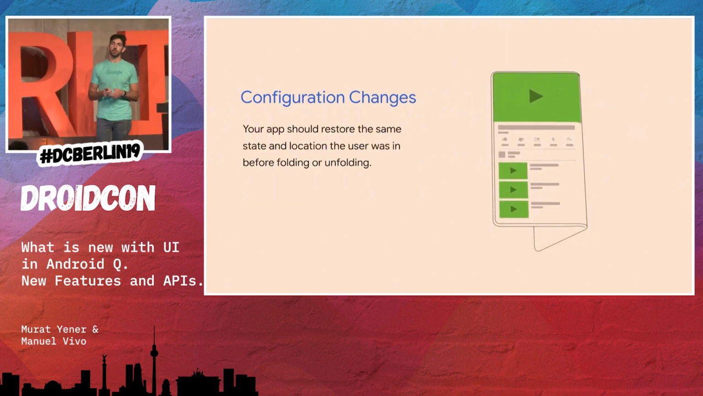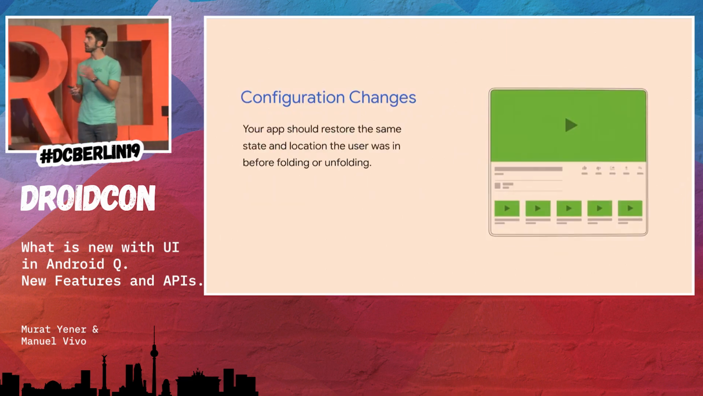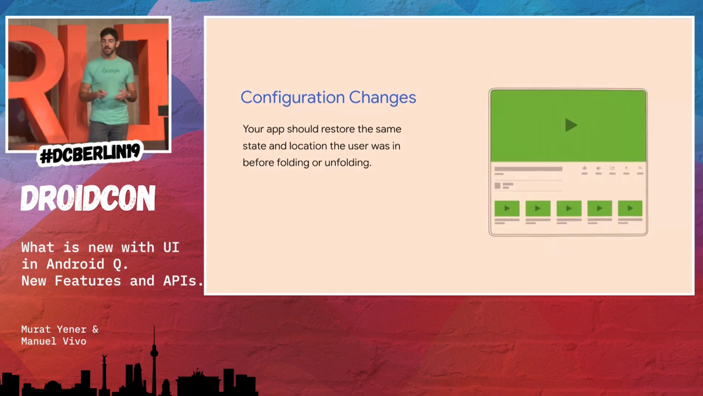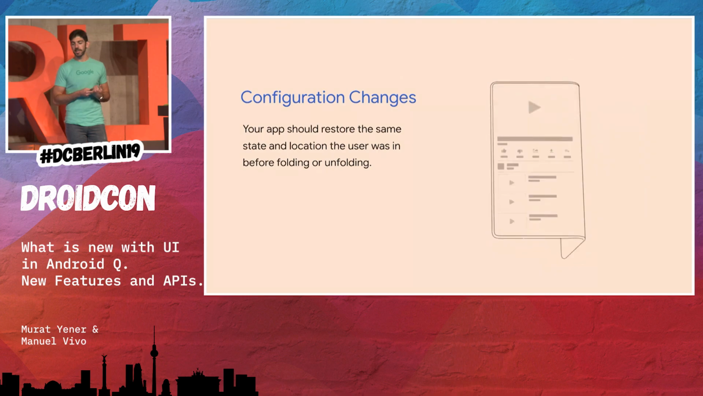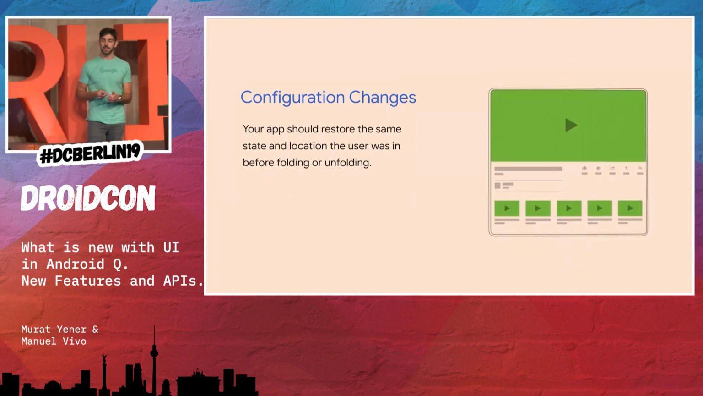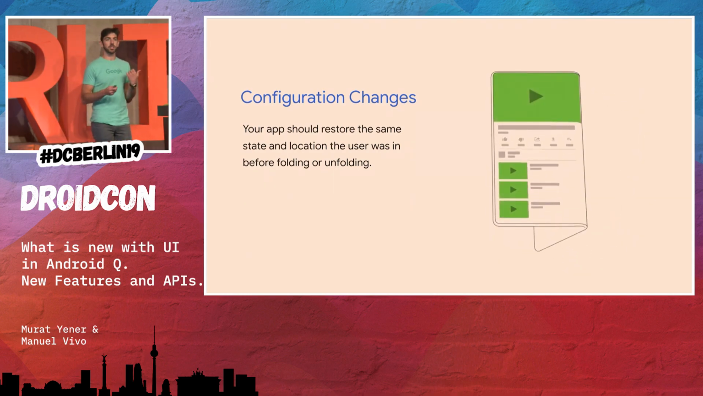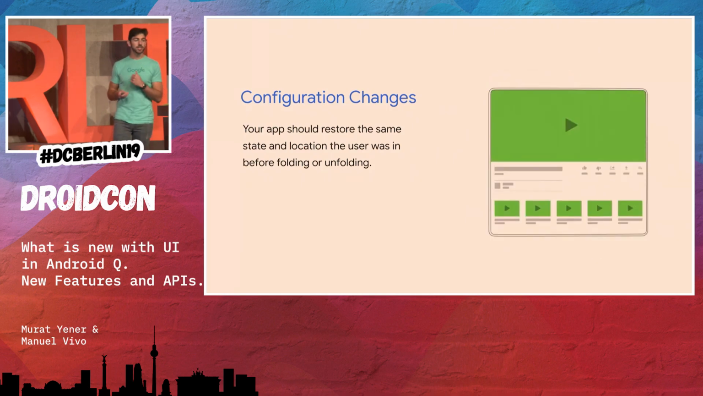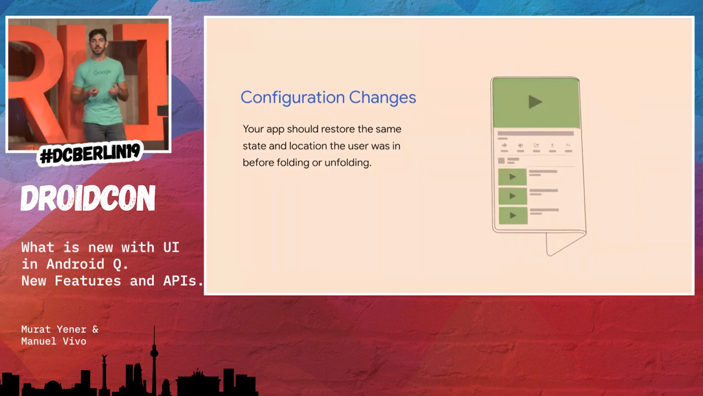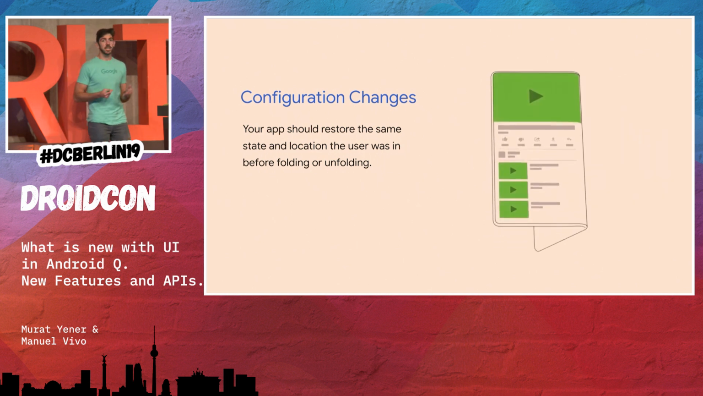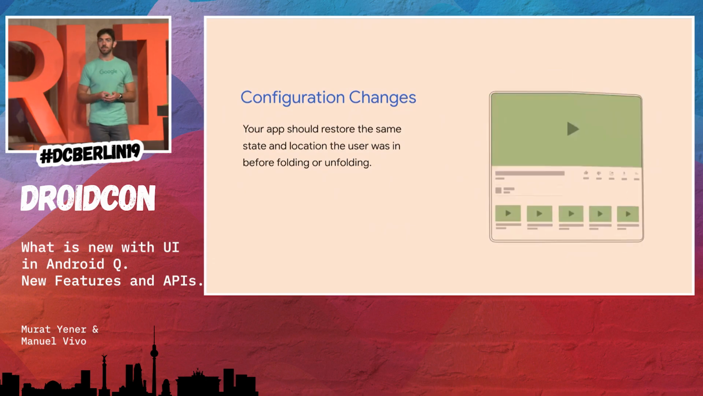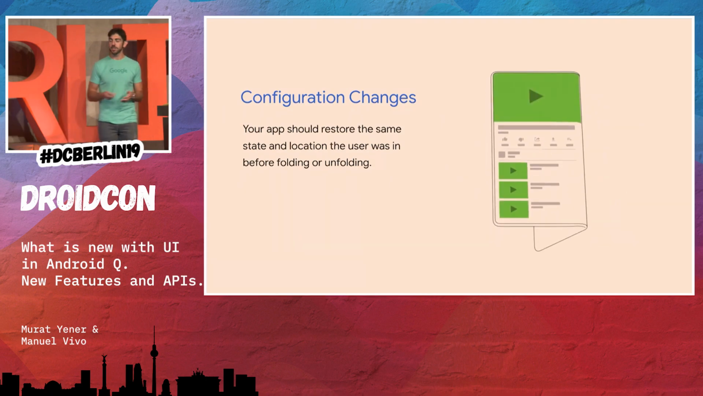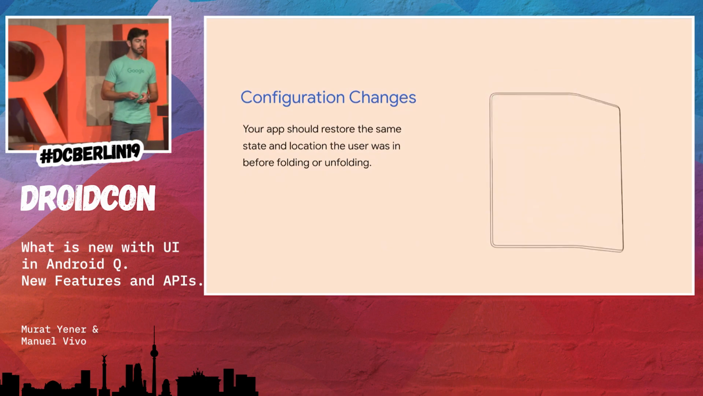In other talks or documentation, you can also hear this as app continuity. That means that your app should continue to work as it was before in the previous state. So your app should restore the state and the location the user was in before folding or unfolding. Look out for position, scroll views, the view pager, the tab navigation you were at before. If the user partially filled some information on the screen, that information should remain. Just provide a great user experience.